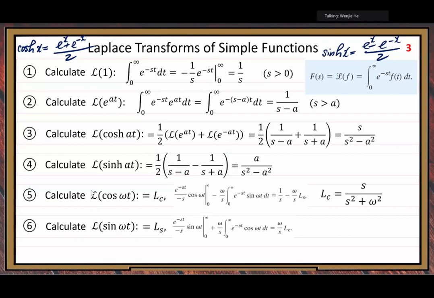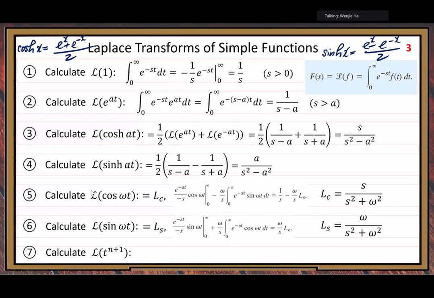So for L sub c, now you have this formula. Just do some simple calculation. For L sub s, you get this version. That's number 6. Number 7, monomial.